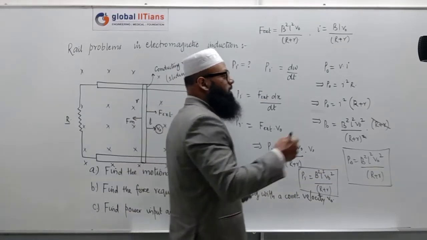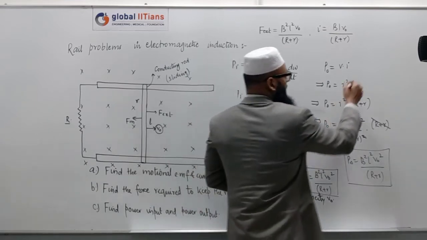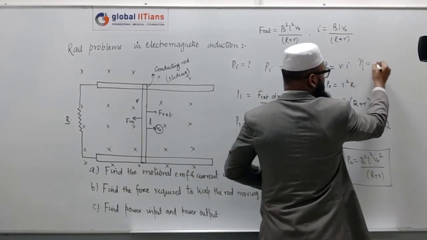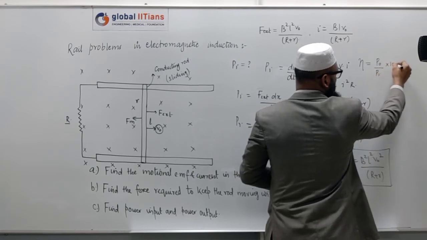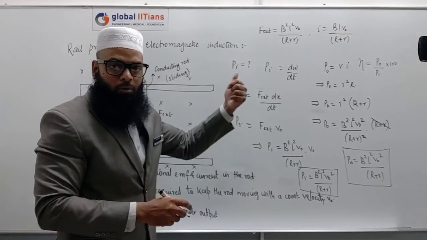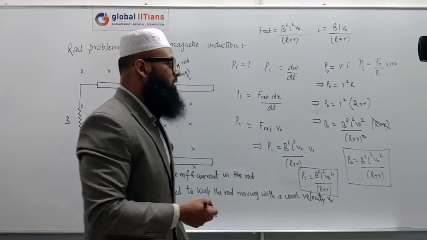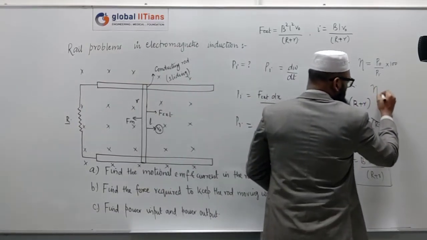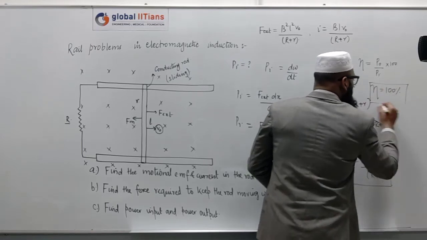That means in some cases you might be asked to find out the efficiency of such a machine or efficiency of such a coil. So efficiency is equal to power output upon power input into 100. In this case efficiency is going to be 100%. P_o upon P_i will be 1, so 100%.